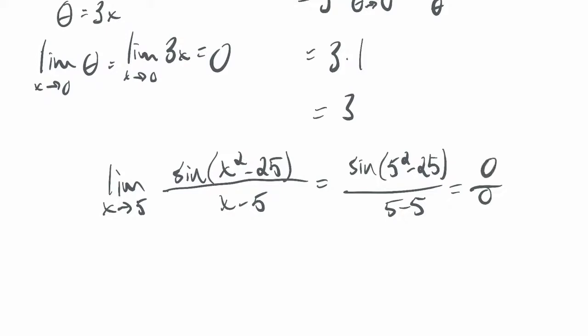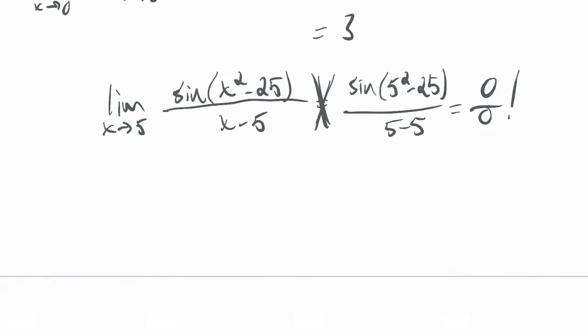and sine of 0 is 0. Ah, indeterminate form. That means plugging in doesn't work, right? So we have to try something else. What do we try? Well, what some people will try to do, and while I think sometimes you end up getting the right number at the end, your answer is correct, the method is totally wrong.